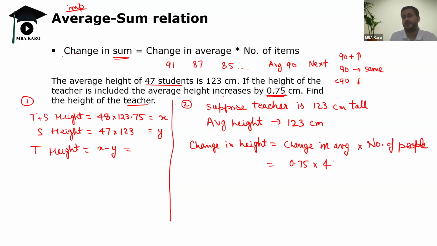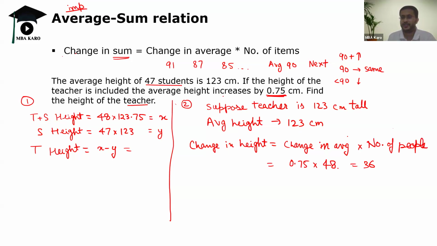And how many people are there? 48. Why 48? Because we have to include the teacher, after including the teacher this is happening, right? So 0.75 into 48. You will get the total as 36. Okay. Change in height is 36.